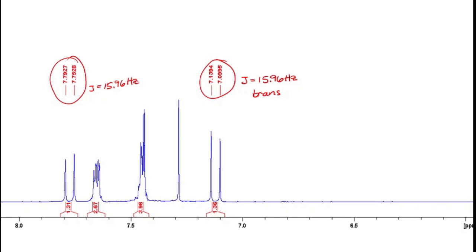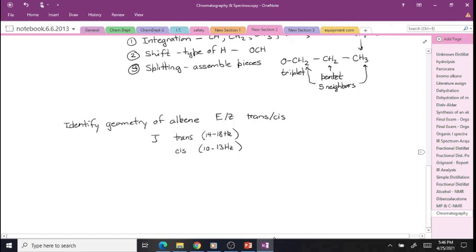Of course, we should get the same value. There may be some error in that last place, typically rounding error, so they may not be exactly the same, but they should be very close. But again, this indicates that we have a trans isomer. All right, so the coupling constant is one way to determine cis and trans. There is a second method, and often we will use these in concert. Hopefully they both give us the same answer.